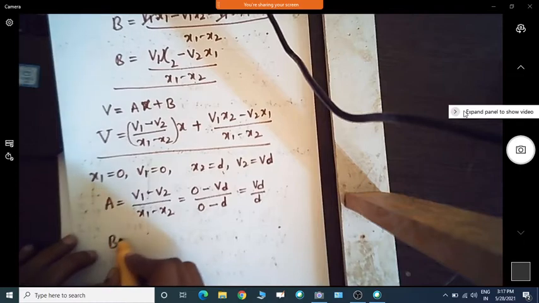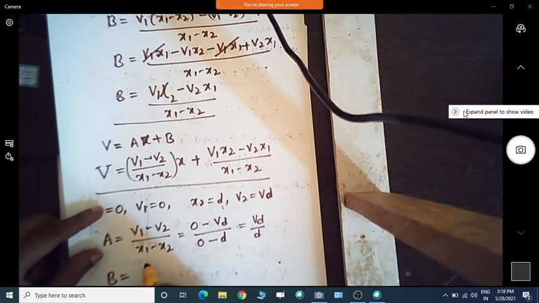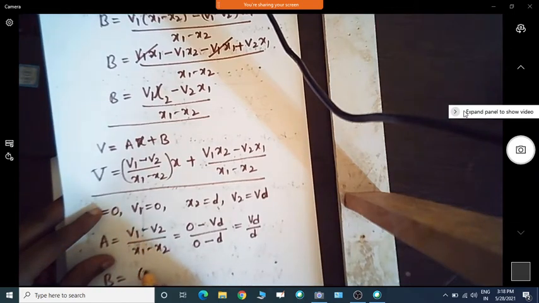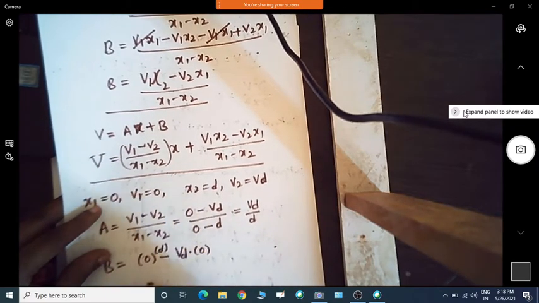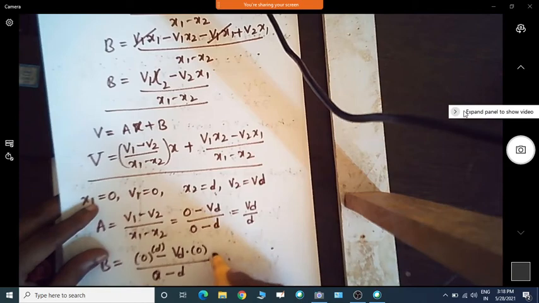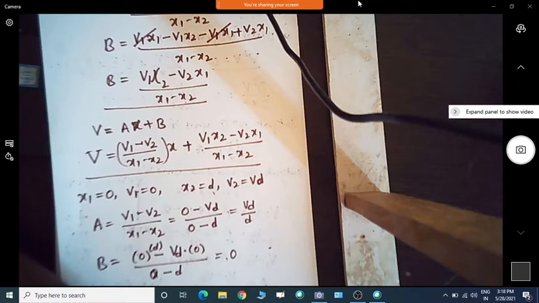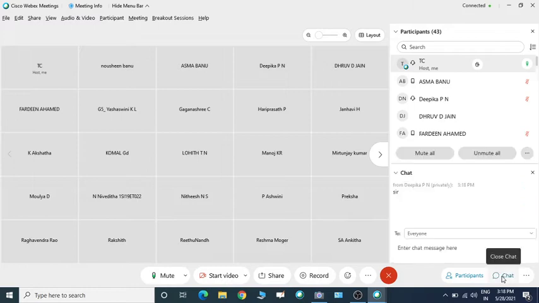Now similarly if I substitute for b, what will you get? v1 is 0, so this will go to 0, and v2 is Vd. So v1 is 0 minus v2 which is Vd into x1 which is 0 again. Here x2 is d, and it is divided by x1 which is 0 minus d. Since both are 0, we get 0. That is b equal to 0. What happened? Hello, Deepika, what happened?